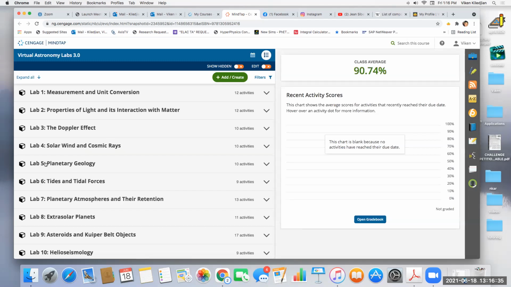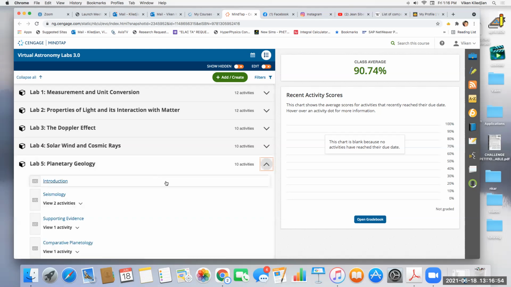Okay, this one, lab 5. This is going to be our lab 3. It's going to be a non-write-up lab. So again, similar to the first lab, you don't have to type it. If you want, you can write it. And you don't need the whole cover page procedure, all that stuff. So we start with seismology.